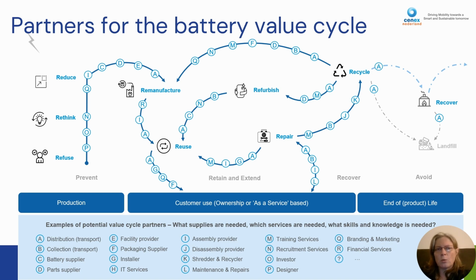What supplies, additional services, and skills and knowledge is needed? What criteria have I set as requirements in relation to those needs for my goals? And who can provide this? Some roles will be relevant to multiple steps, for example, as is visualized here. Various types of distribution or collection services are needed at different occasions.